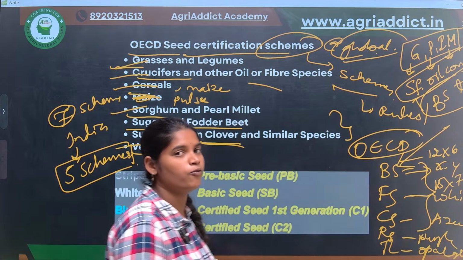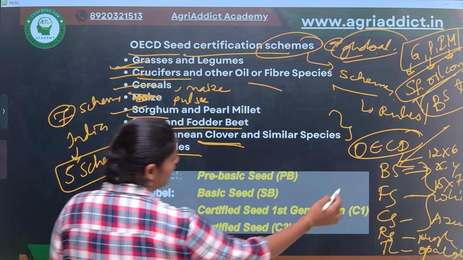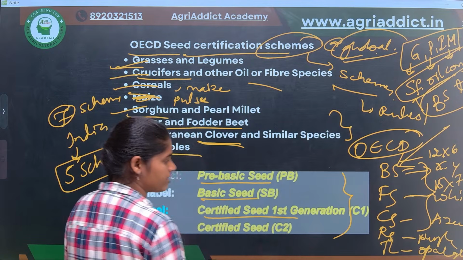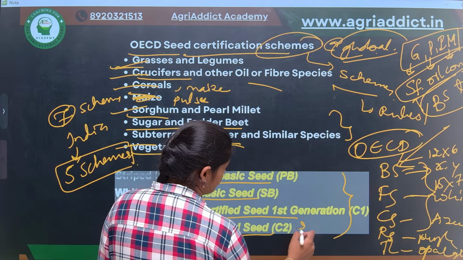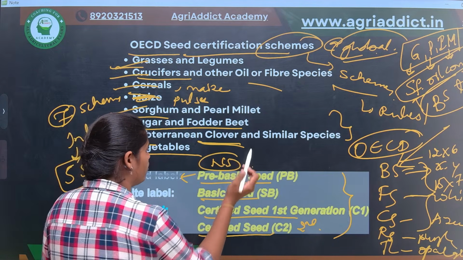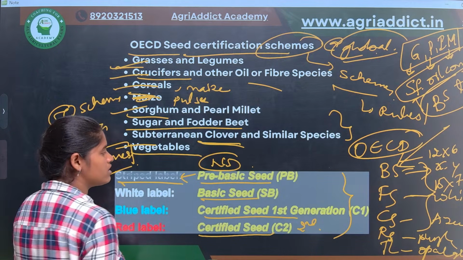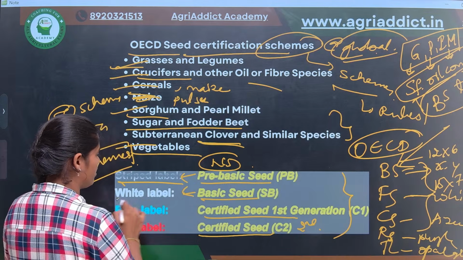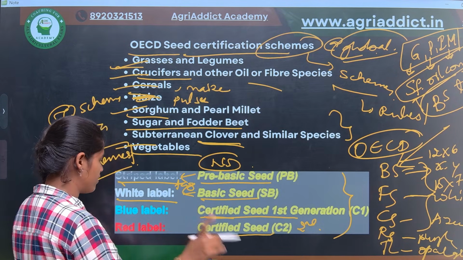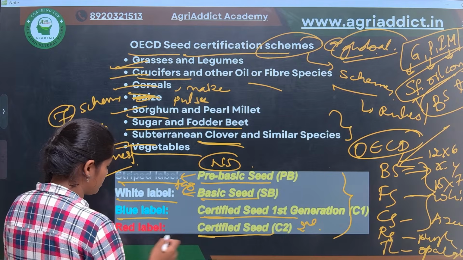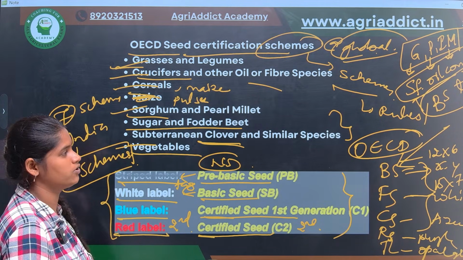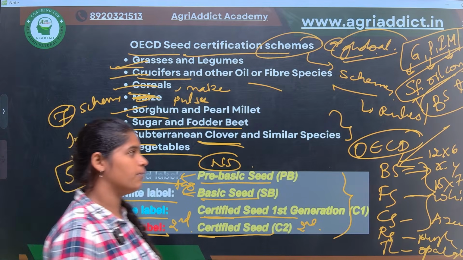The same way, OECD will give different categories of seed like pre-basic, basic, certified seed first generation, certified seed second generation. Okay, for pre-basic, it is almost like a nucleus seed. Okay, they will give a striped label. In basic, they will give a white label. That is white tag. And in certified for first generation, blue, and for second generation, it is red. You have to remember this also, since it is very, very, very important.